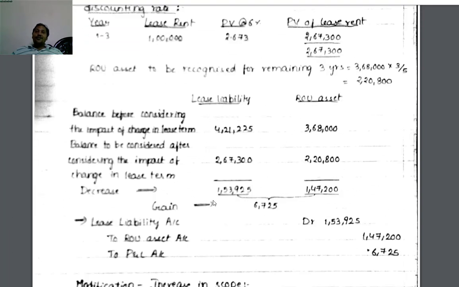Now liability reduces by 1,53,925. ROU asset reduces by 1,47,200. By comparing these two, net decrease in liability is 6,725. This is gain for us. We have to transfer to P&L account. Lease liability account debit 1,53,925, to ROU asset account 1,47,200, to P&L account 6,725. This is one modification we have accounted for.